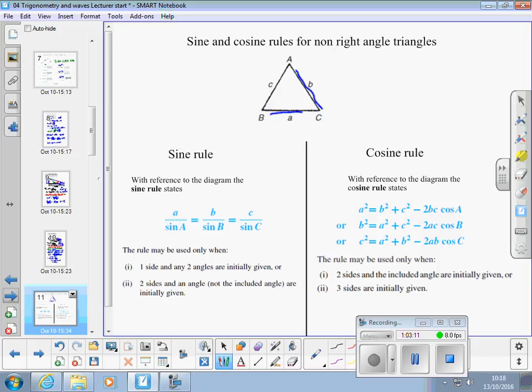The cosine rule, there's three versions of it, usually expressed in the square of the sides. a squared is b squared plus c squared minus 2bc times the cosine of the angle A. Notice that the angle there is always associated with the side you're looking for. So a squared and the angle A, b squared and the angle B, c squared, and we're talking about the cosine of the angle C.